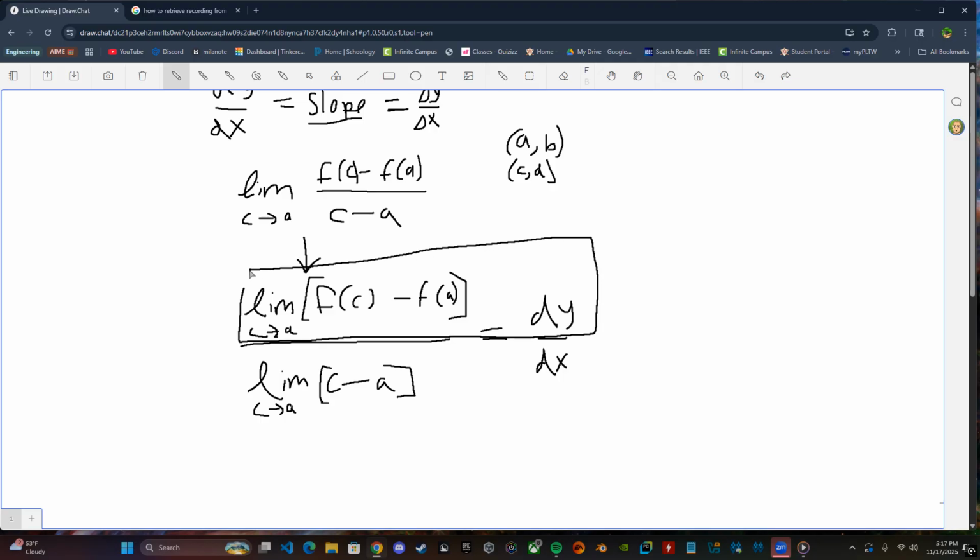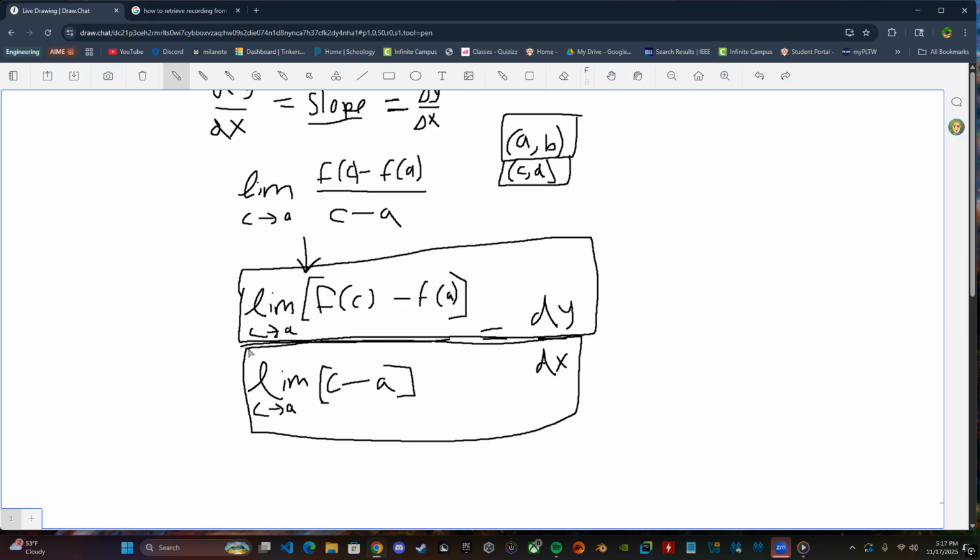Oh, and by the way, over here, c and a are just some arbitrary points. On a function, a comma b is the point at which we want to find the instantaneous slope, and c comma d is like a dummy point that we use to manipulate these to find the slope at the point. We wouldn't actually care about what c comma d is, because it's never actually defined. So you get this and you get that.